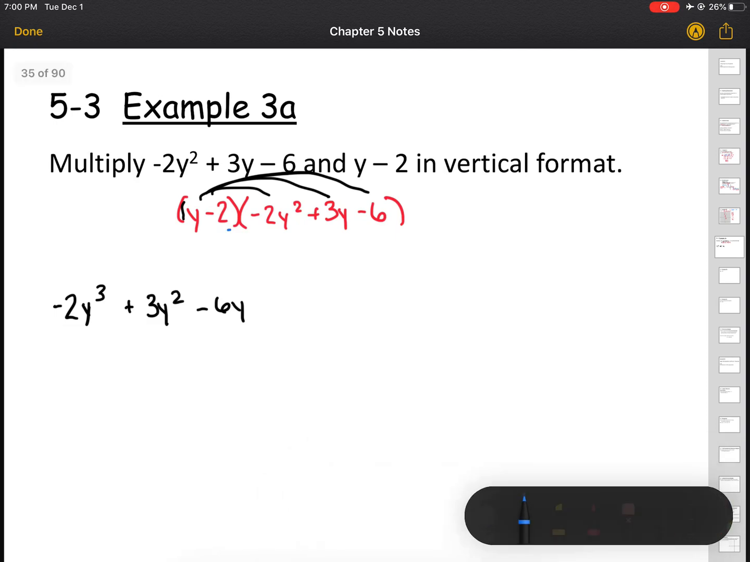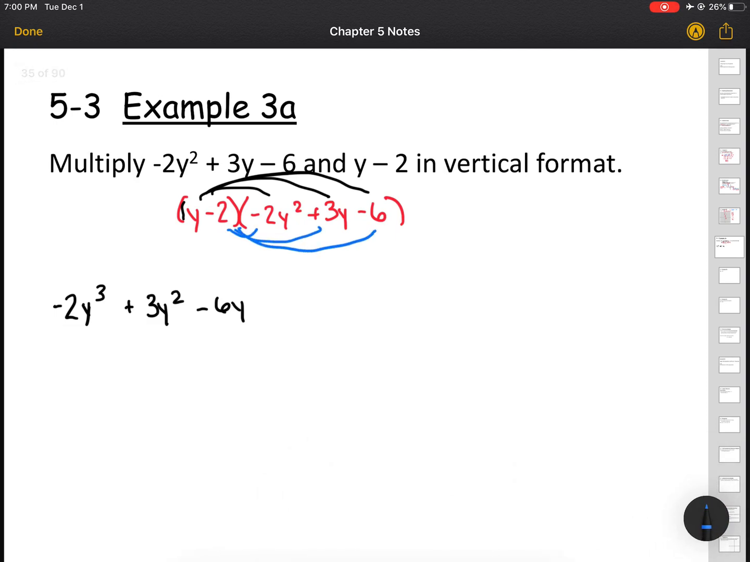And then if I take that negative 2 to everything, okay, so negative 2 times negative 2 is positive 4y squared. Negative 2 times 3y is negative 6y. And negative 2 times negative 6 is a positive 12.